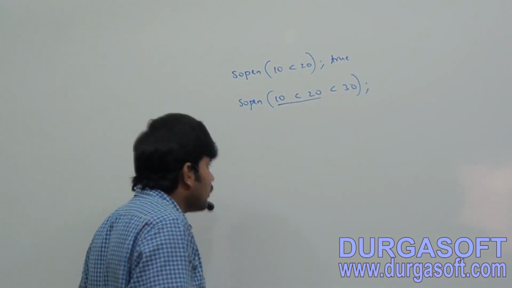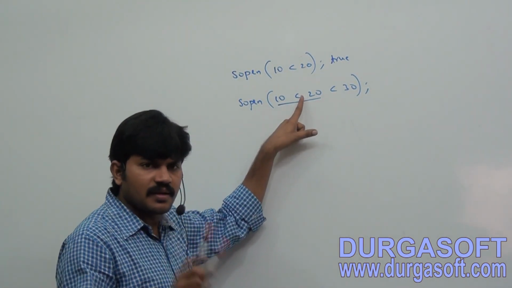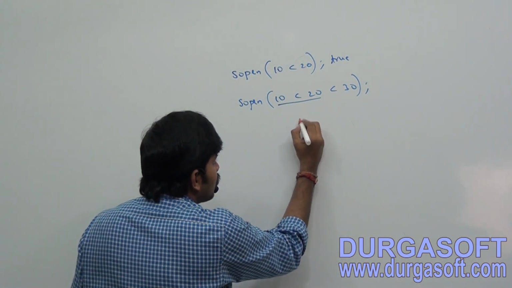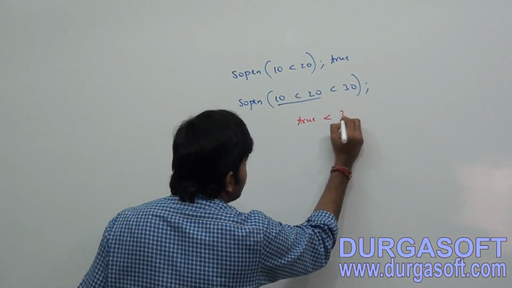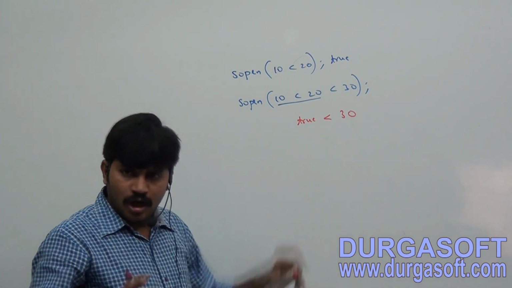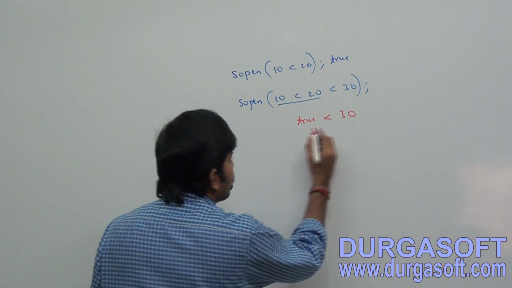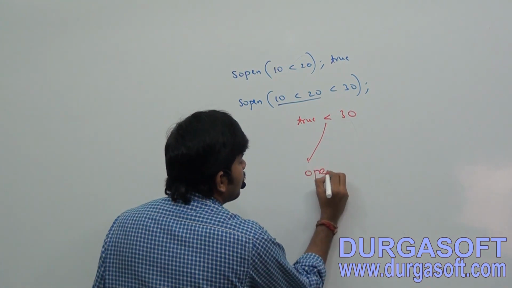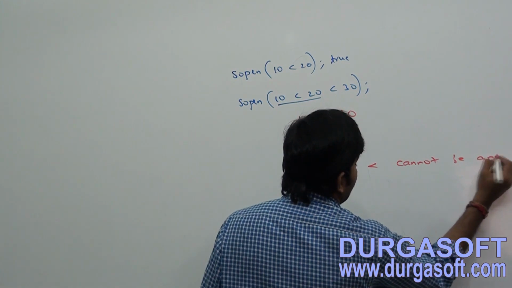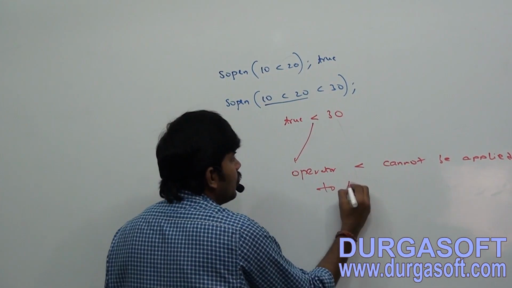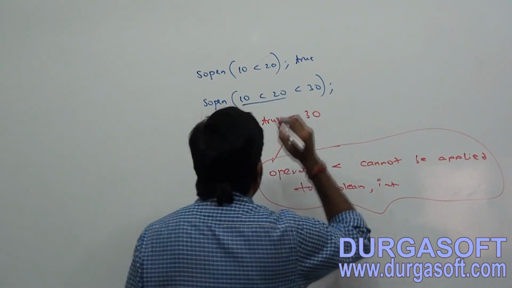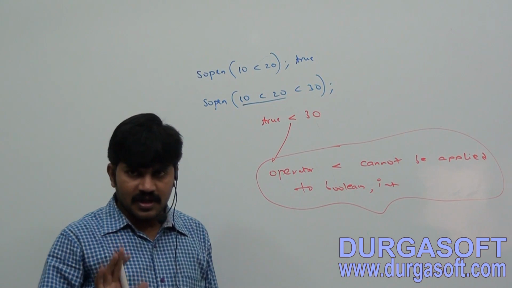10 less than 20 is evaluated first. What is the answer? True. Sir, true less than 30. One is boolean, one is a number. How can you compare? Immediately you are going to get a compile time error saying operator less than cannot be applied to boolean, int. This is the compile time error we get by default. I hope you people can read it very clearly.